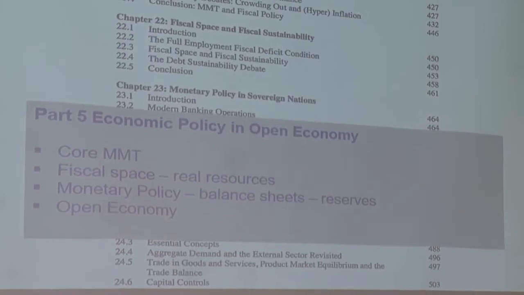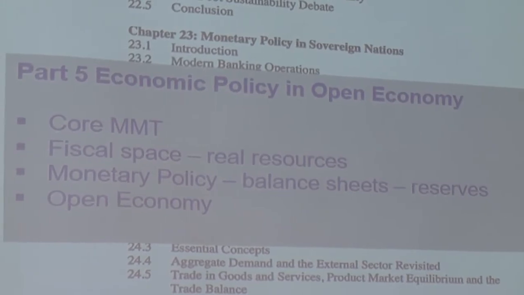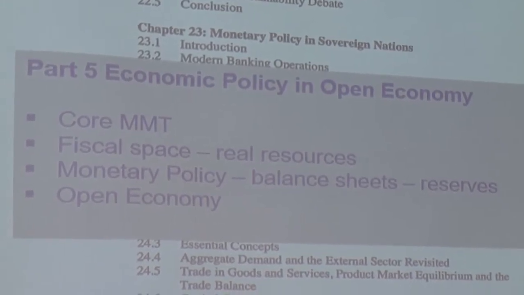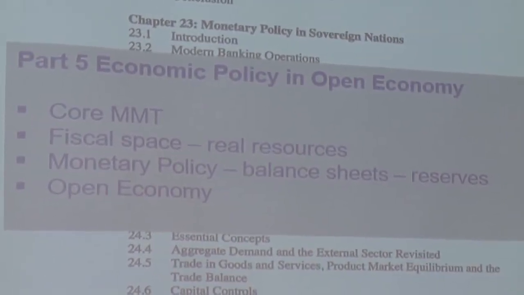Part five is about economic policy and the open economy. And this is core MMT stuff. Students learn about fiscal space. The IMF always talks about fiscal space, but they're talking about it in financial terms. The core MMT view is that fiscal space can only mean something in real terms: what's available for the government to purchase. That's your fiscal space. And we do much more detailed analysis of monetary policy, banking, and the open economy.